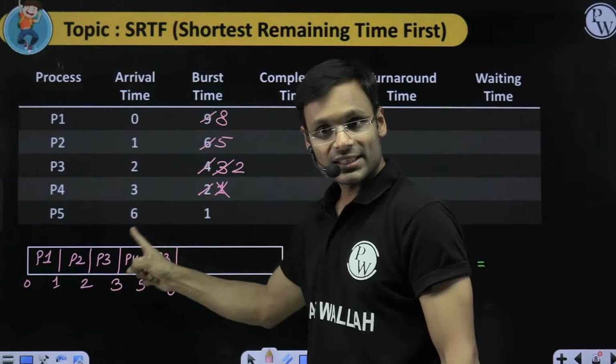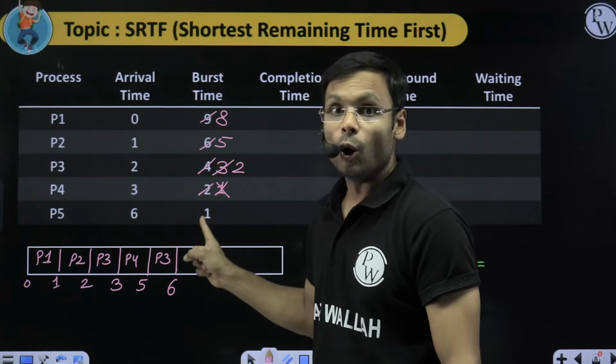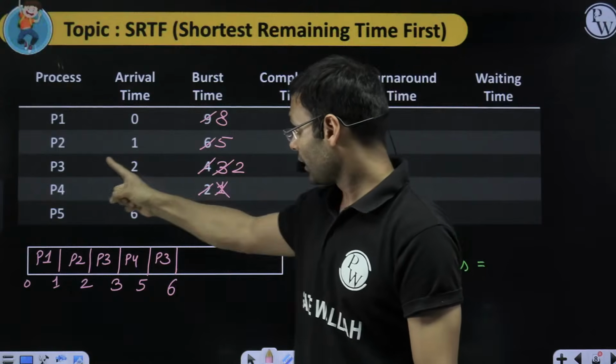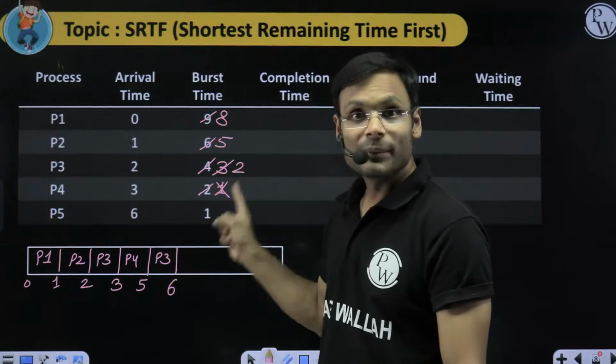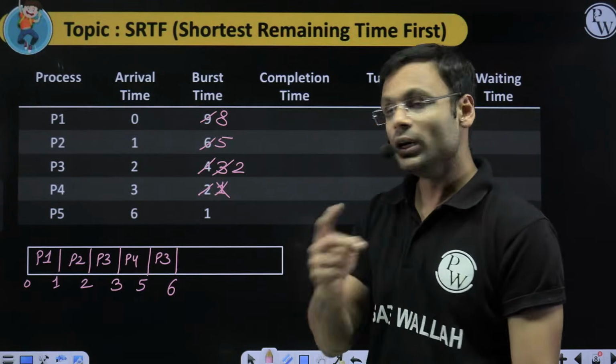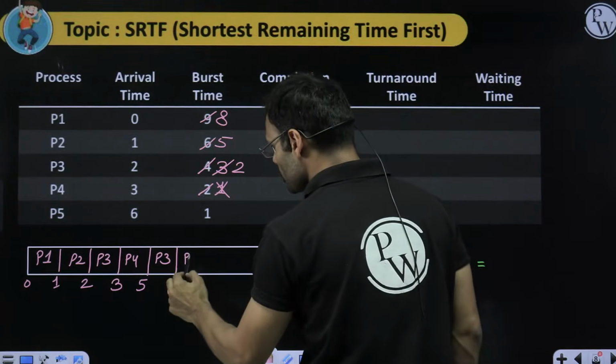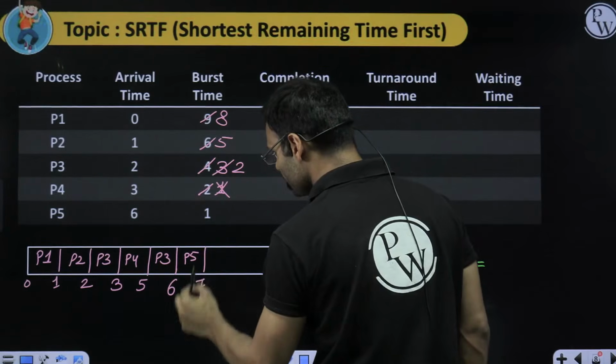P5 arrives at 6 with burst time 1. The current remaining time of P3 is 2, and P5 arrives with remaining time 1. 1 is smaller than 2. Let's execute P5. So P5 will execute first till 7.